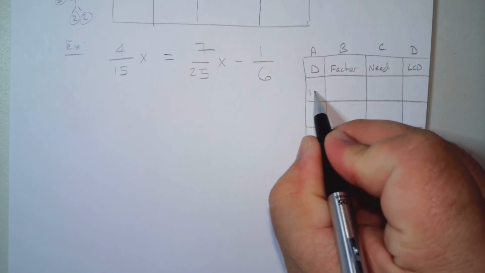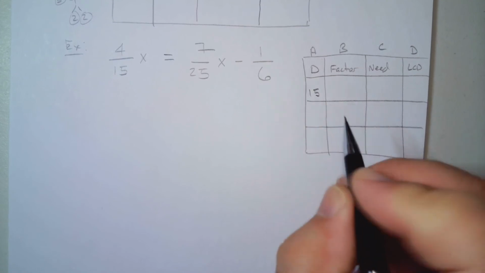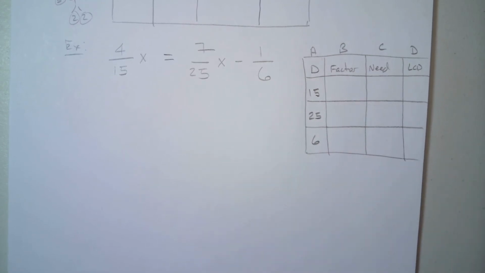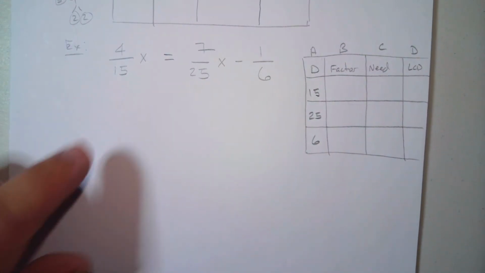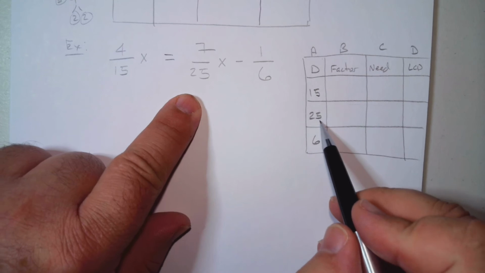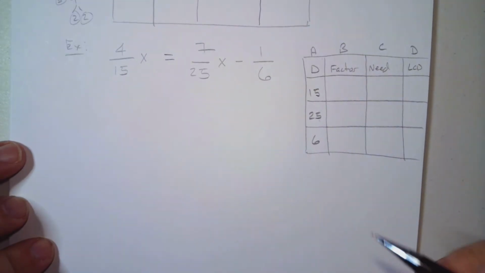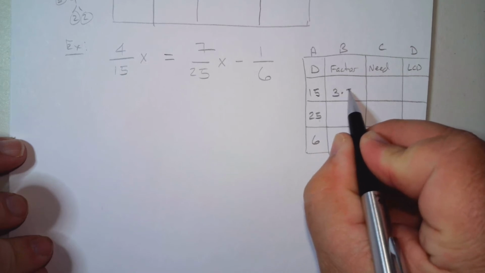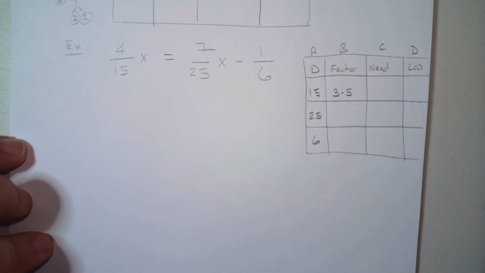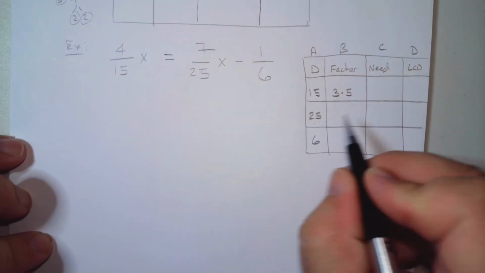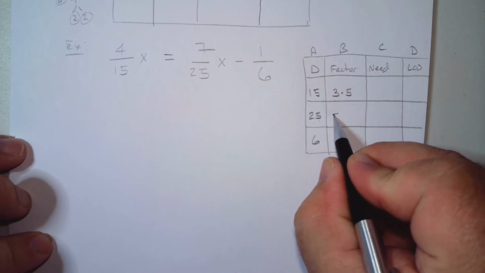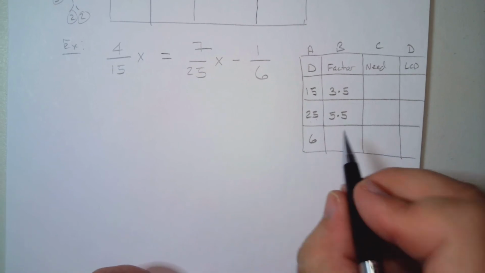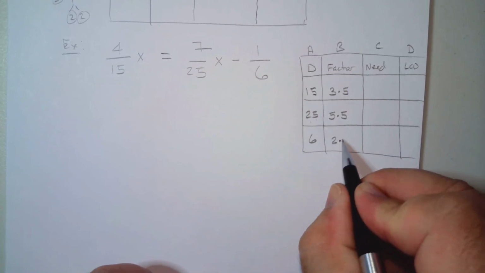Okay, so my denominators are 15, 25, and 6. What is 15 made up of? 3 times 5. 25 is made up of 5 times 5. And 6 is made up of 2 times 3.